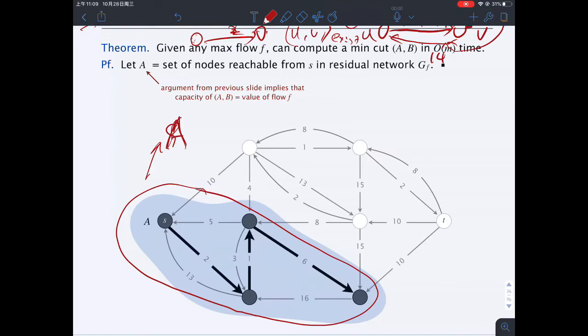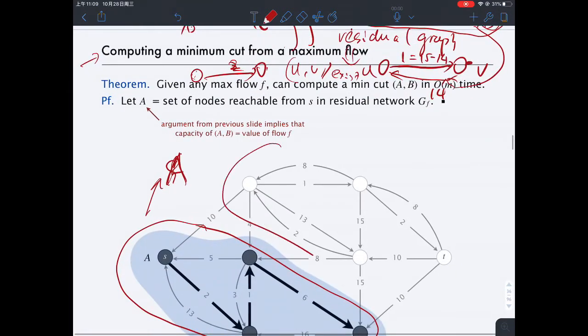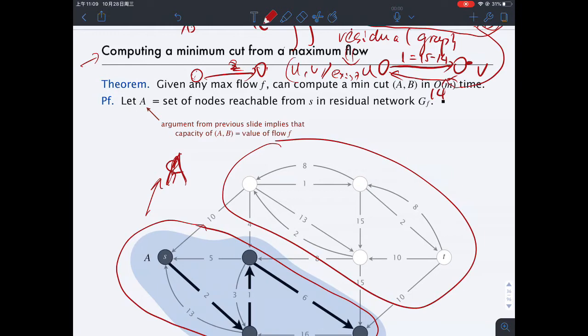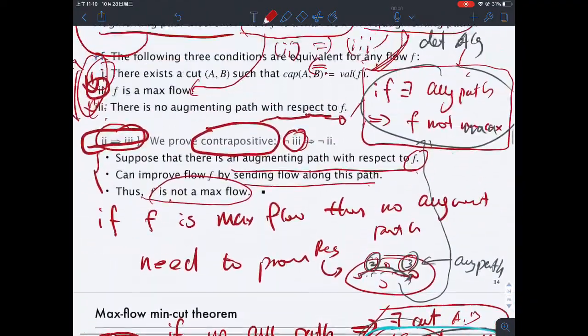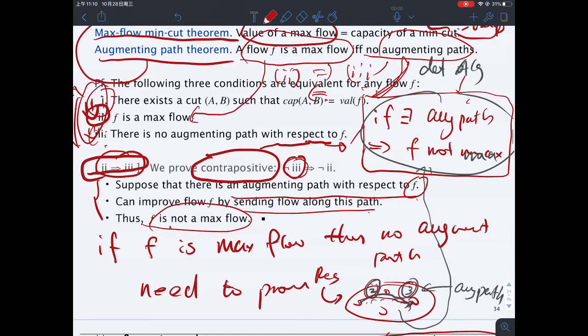After we find A, then according to the max flow min cut theorem, the cut between A and B would be exactly the same as the max flow, which means that A and B themselves are the min cut. So in other words, so long as we manage to prove the max flow min cut theorem, then finding a max flow can be done using the Ford-Fulkerson algorithm, and finding the min cut can also be done by running BFS on the residual graph, right?